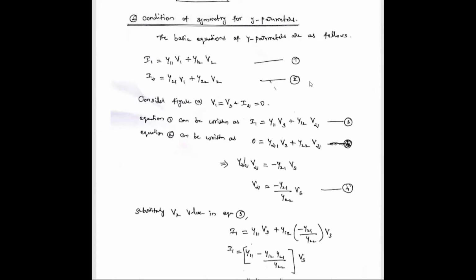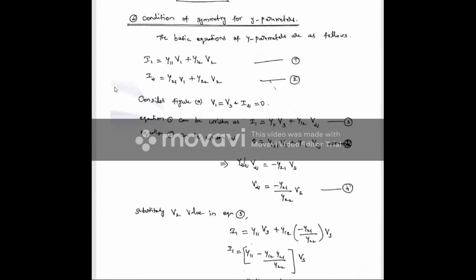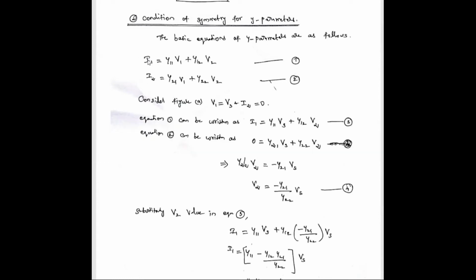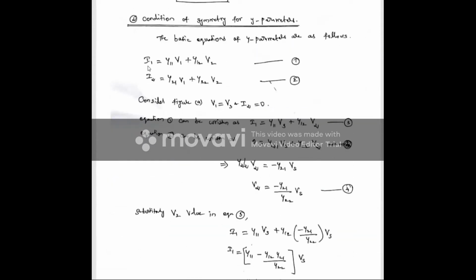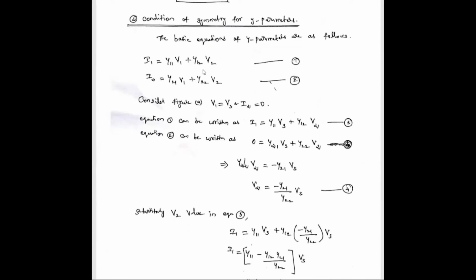Next, we are going to derive the condition of symmetry for Y parameter. The same thing: first we have to take the Y parameter equation. What is Y parameter? Admittance parameter. In the admittance parameter we have two equations, the input current and output current in terms of input voltage and output voltage. This admittance parameter is opposite to that of impedance parameter. In impedance parameter, we write the voltages V1 and V2 in terms of currents I1 and I2. But in this Y parameter, the currents I1 and I2 can be written as a function of V1 and V2. So I1 equal to Y11 V1 plus Y12 V2.